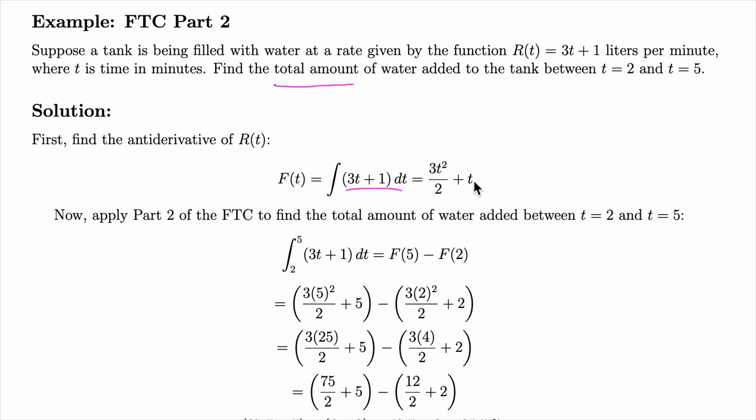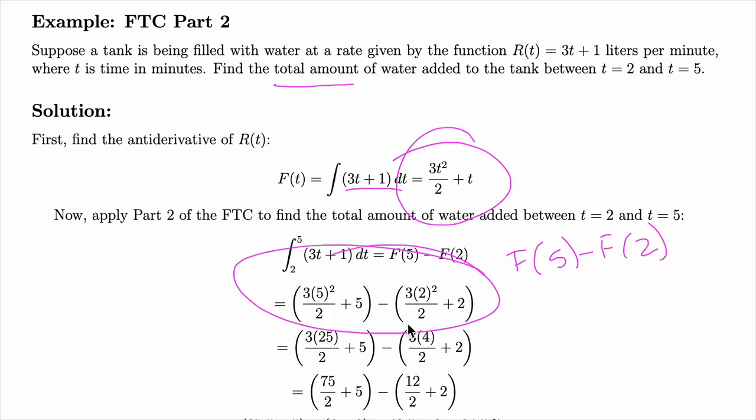So now we're going to apply part 2 of the FTC to find the total amount of water that was added. From here, we're just going to put boundaries on our integral. So we are going to take the integral from 2 to 5, which is equal to f of 5 minus f of 2, as I have written out there. From here, all we're doing is taking our equation and plugging in 5 first for t, and then subtracting 2 plugged in for t, which you can see what I've done here.